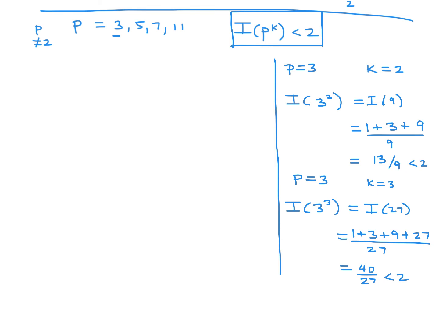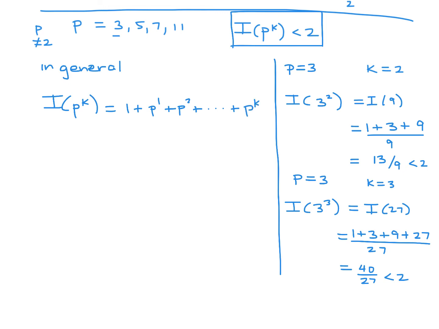Okay, now let's talk about this in general. So in general, how would you approach this? Well, it seems to me from these examples that any I of p at k would be basically 1 plus p to the power of 1 plus p to the power of 2 plus dot dot dot all the way up to p to the power of k.